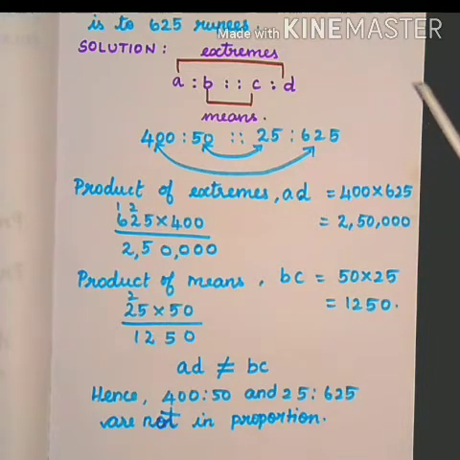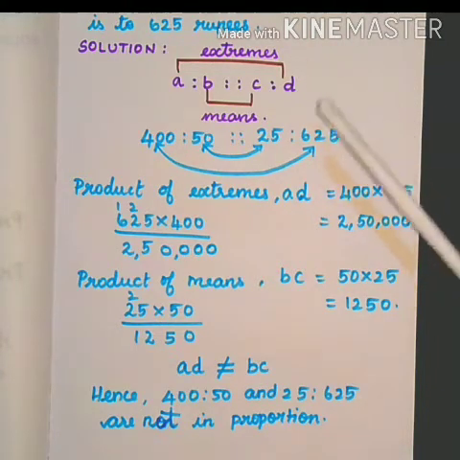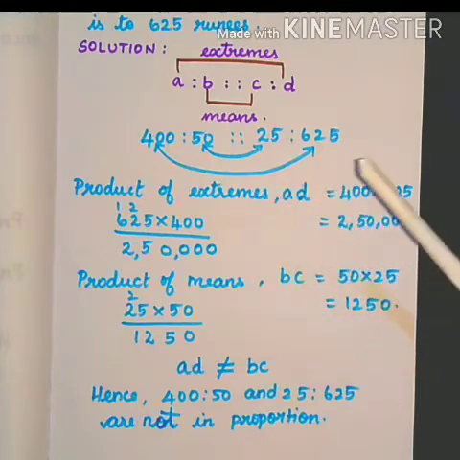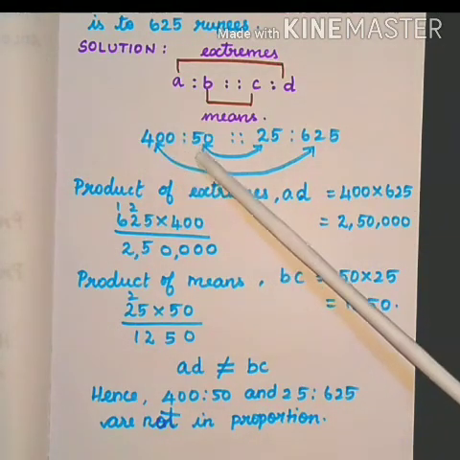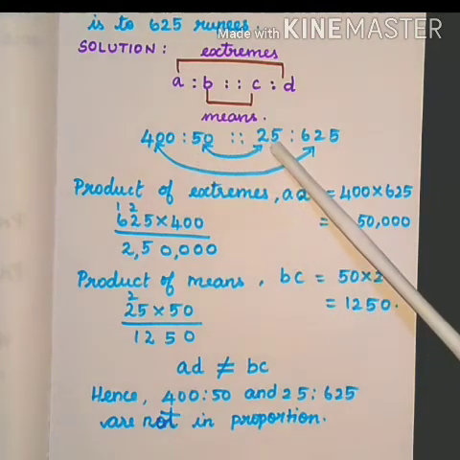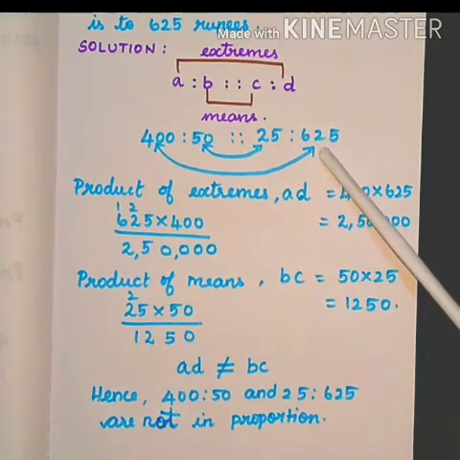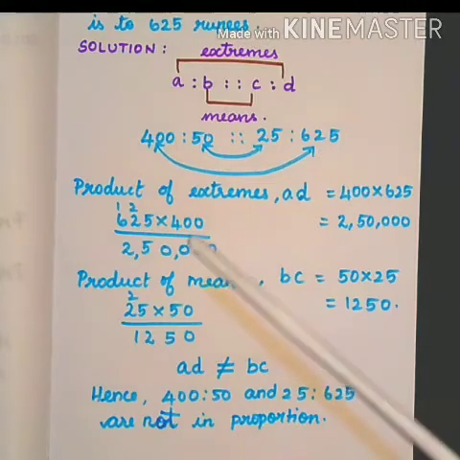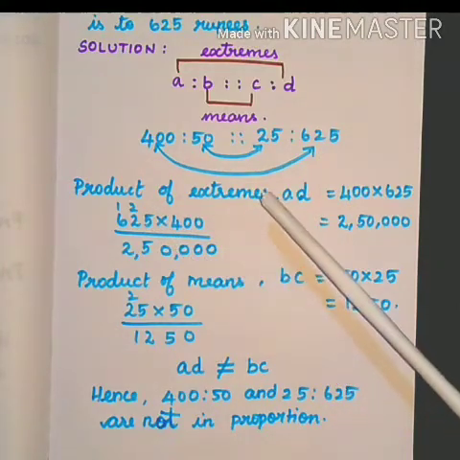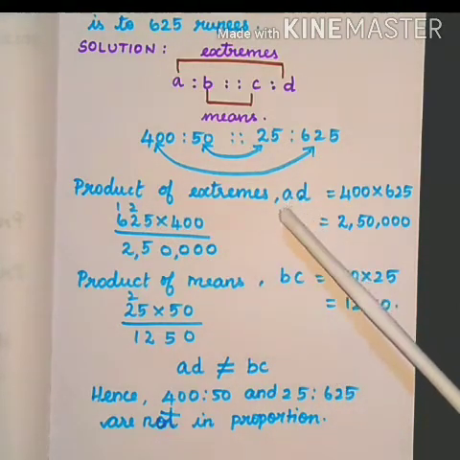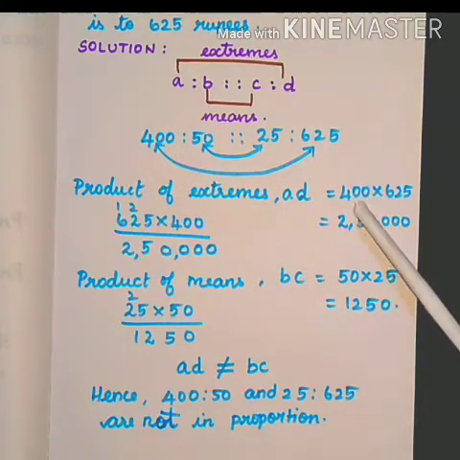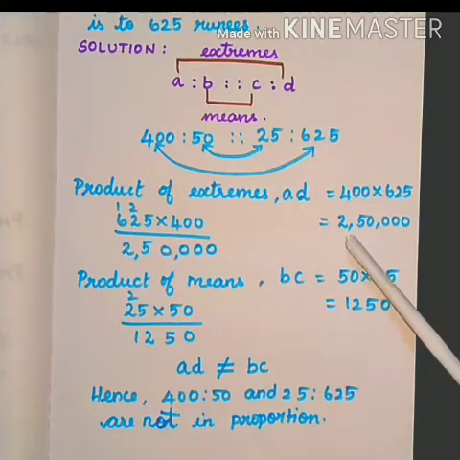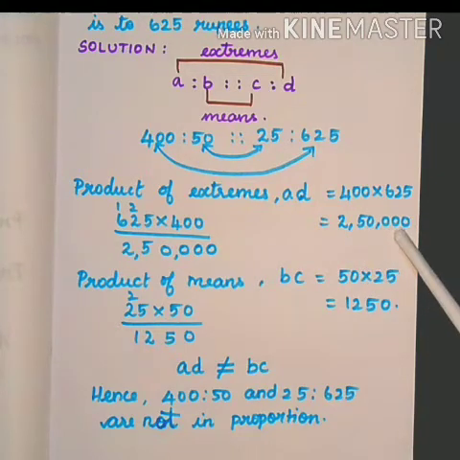Students, first we have to find the extremes and means, product of extremes and product of means. Here the A value is 400, B value is 50, C value is 25 and the D value is 625. To find the product of extremes, multiply A and D. That is 400 into 625. 400 into 625 is 2,50,000.